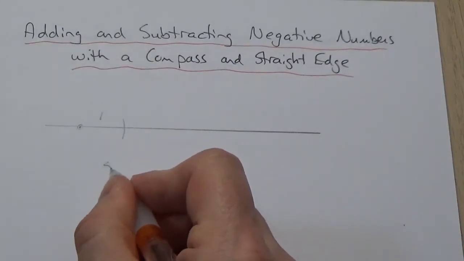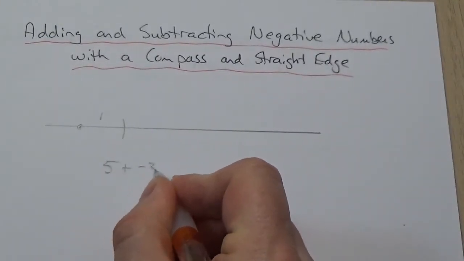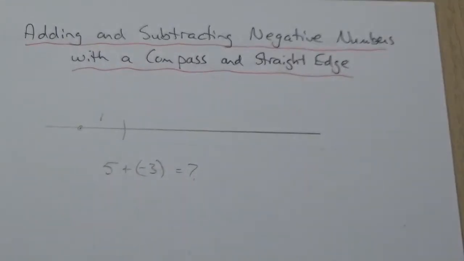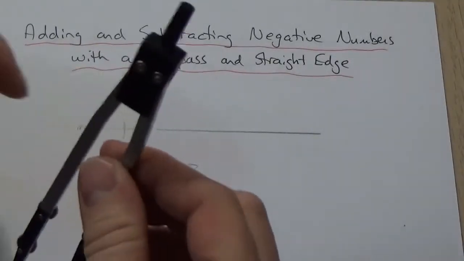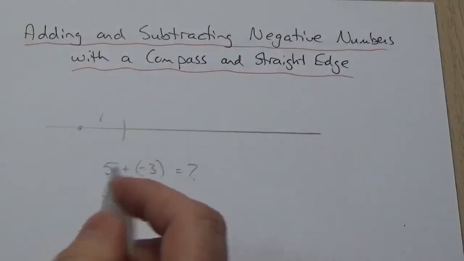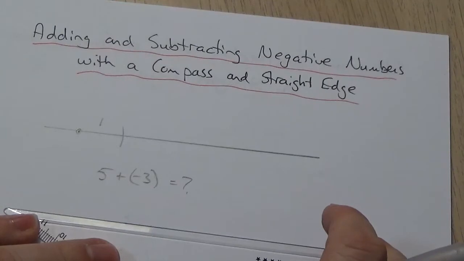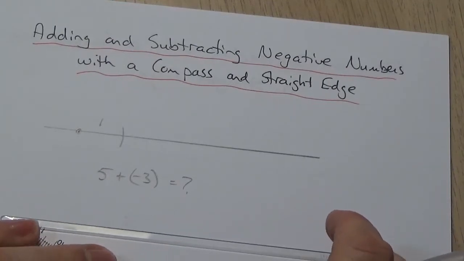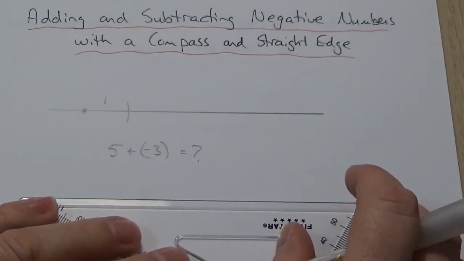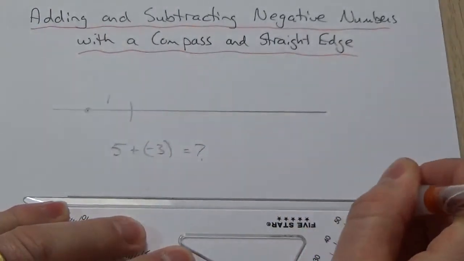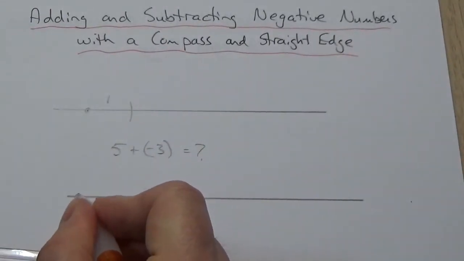Now, let's say I wanted to do the operation 5 plus negative 3, and I wanted to figure out what that's going to look like. Well, first of all, I'm going to figure out what 5 looks like. So I'm going to create my number line right here, or not really a number line, I'm just going to do another straight edge, but treat it basically like a number line. Okay, so here's my starting point right there.